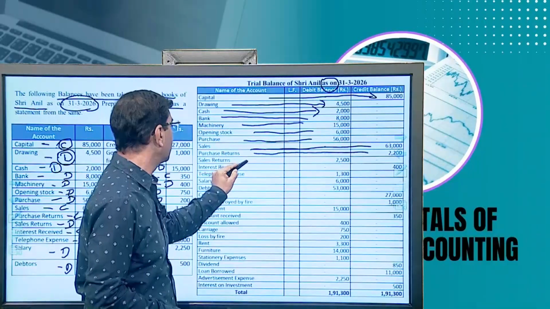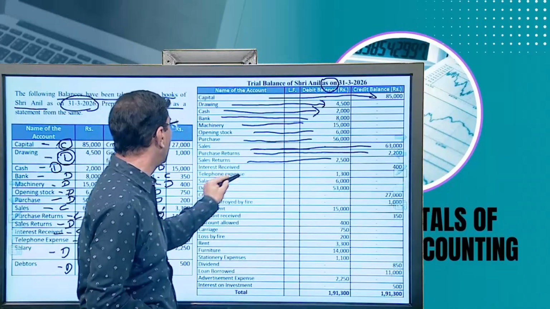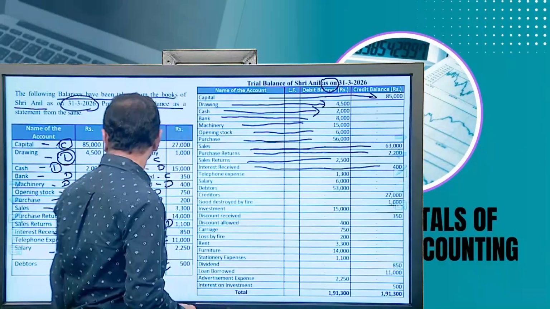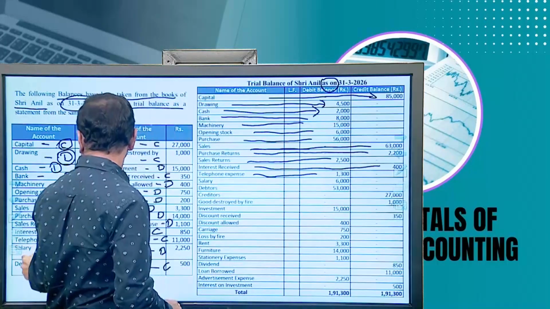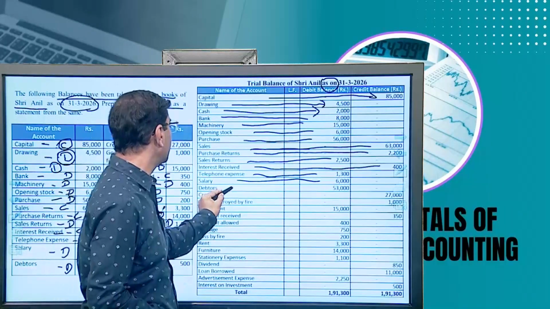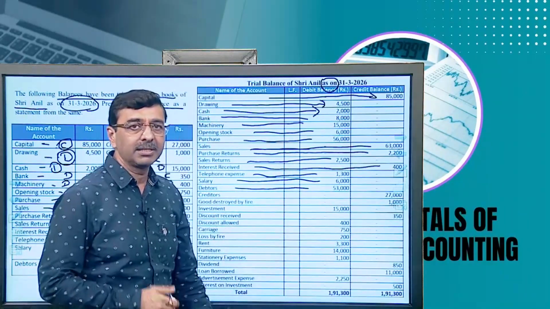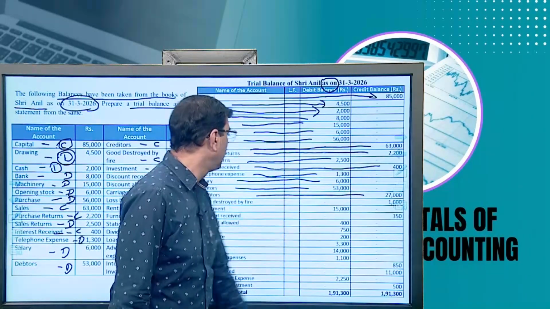Sales return, goods come in, that's why it's debit. Interest received, it's income, that's why it is credit. Then the telephone expenses, expense, debit. Salary expense, debit. Debtors, the amount is receivable from our party, it's your asset, debit. Creditors, it's your liability, credit.